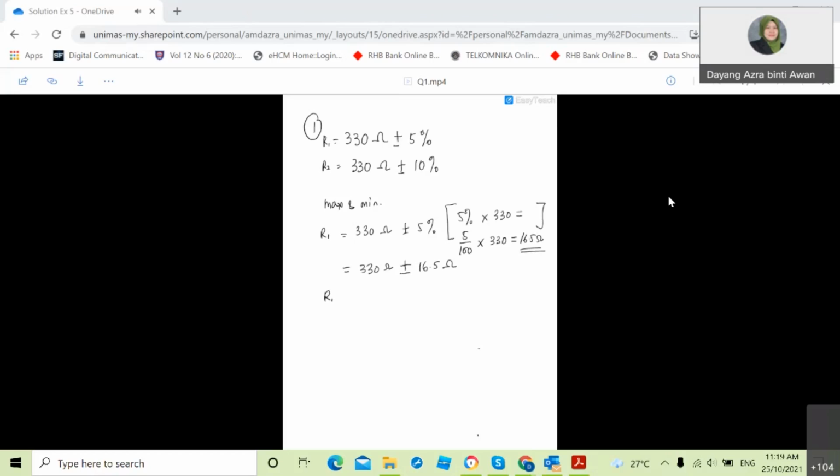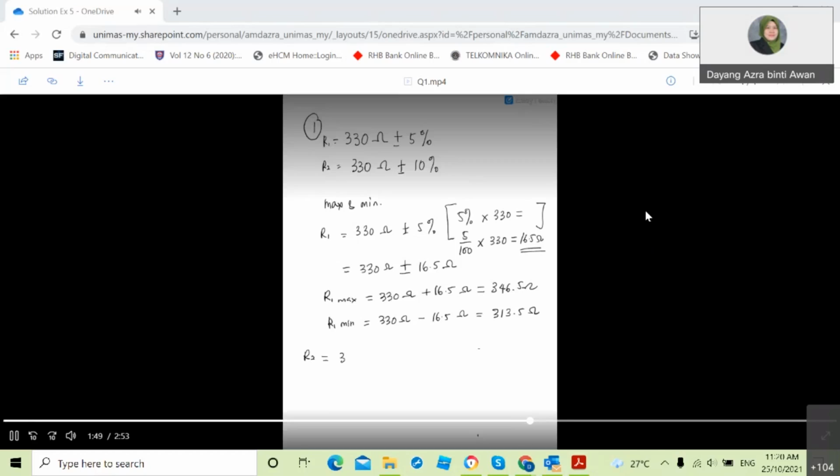So R1 maximum is equal to 330 ohm plus 16.5 ohm, equal to 346.5 ohm, and R1 minimum is equal to 330 ohm minus 16.5 ohm, which is 313.5 ohm. So next one is the R2.